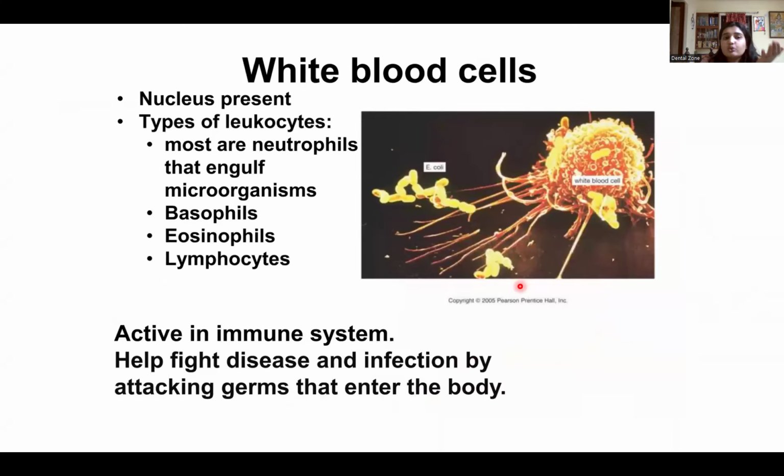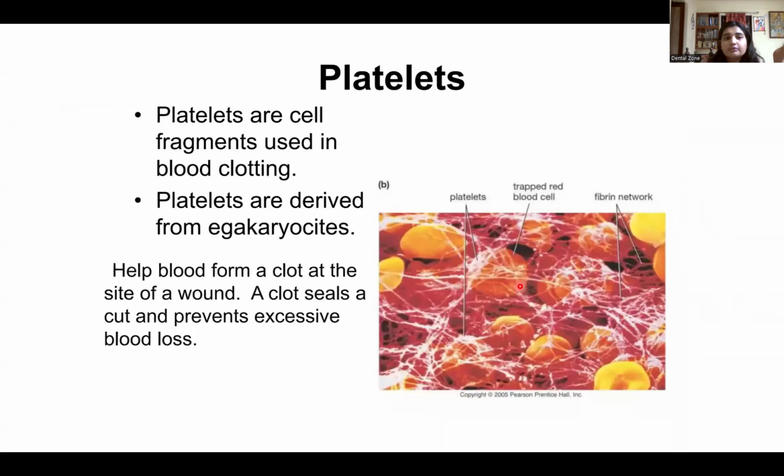White blood cells, their nucleus is present in it. They are of 2 types: granulocytes and agranulocytes, and they can be called basophils, eosinophils, lymphocytes, monocytes. Okay, they are active in the immune system. They help to fight disease and infection.